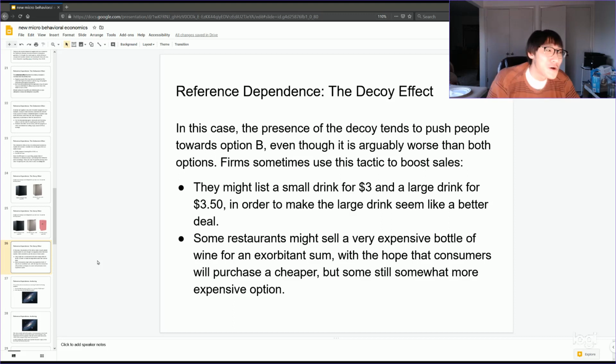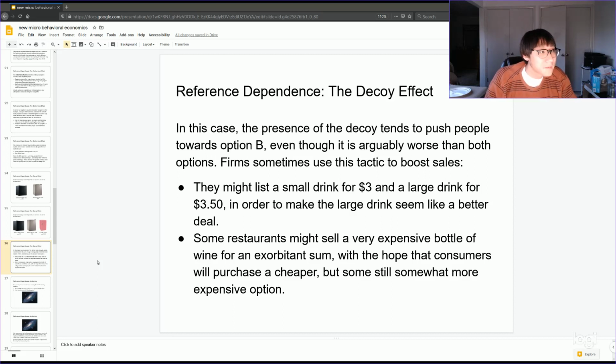Firms and advertisers use this strategy all the time. Say you go to a movie and you look at the options for buying drinks, and you see the small drink listed there for $3 and the large drink listed for $3.50. Well, come on, the small drink costs $3, you can get the larger one for $3.50. It makes the large drink look like a much better deal, right?